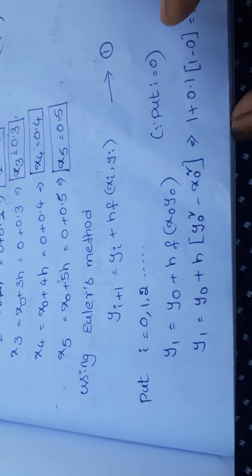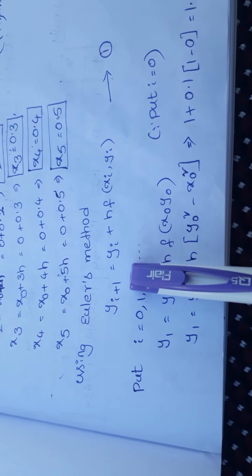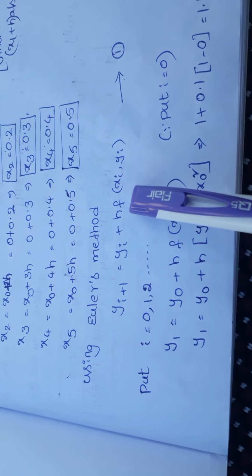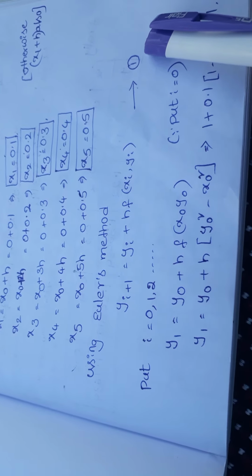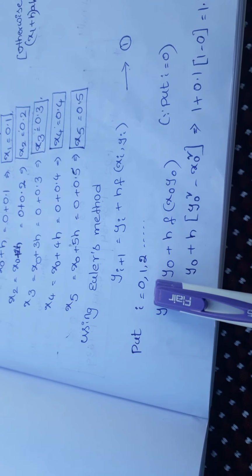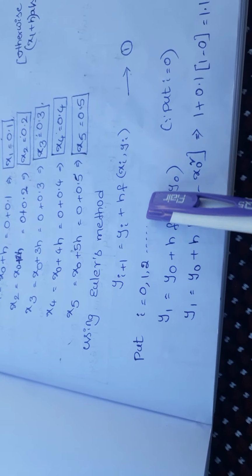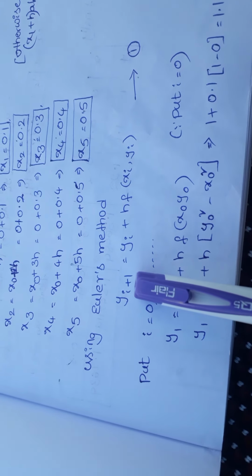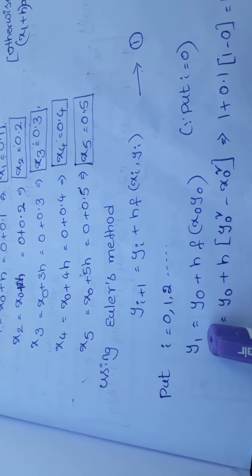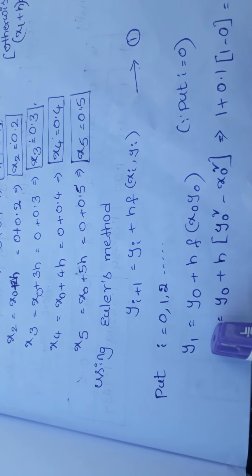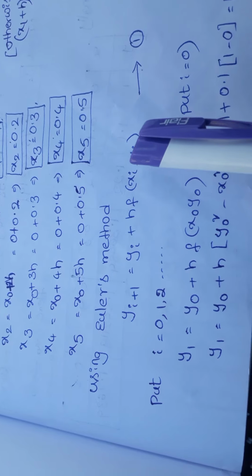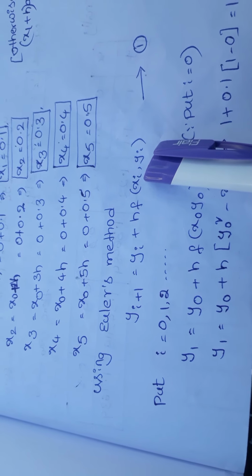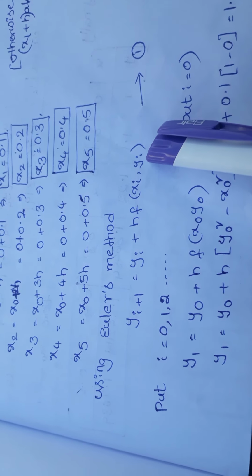Okay, by Euler's method, this is the formula: y i plus 1 is equal to y i plus h into f of x i comma y i. Keep it, this is equation number 1. Put i is equal to 0, 1, 2 and so on. First of all, put i is equal to 0. We get y1, that is y naught plus h into f of, in place of i we substitute 0, x naught comma y naught.